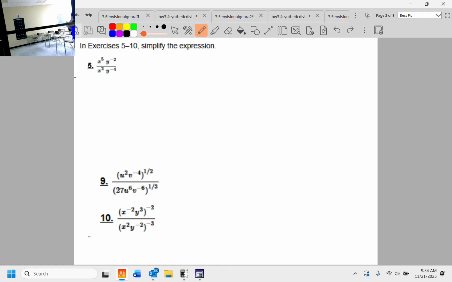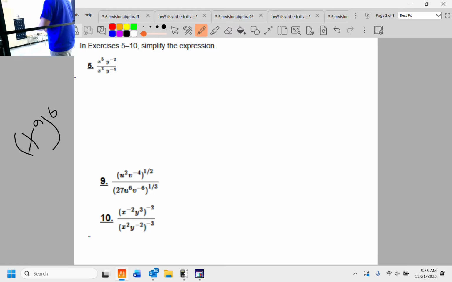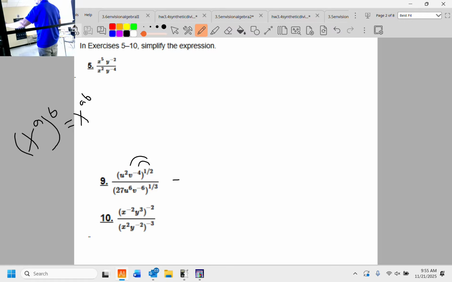The deal was, if you have something with an exponent raised to another exponent, you multiply exponents. That's the property. I've always kind of called it a distributive property, because that's exactly what you're going to do. So half of 2 is 1. So u to the first. Half of negative 4 is negative 2.